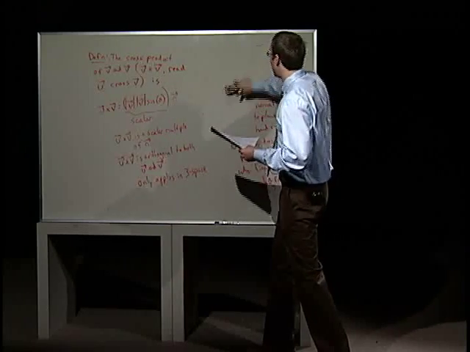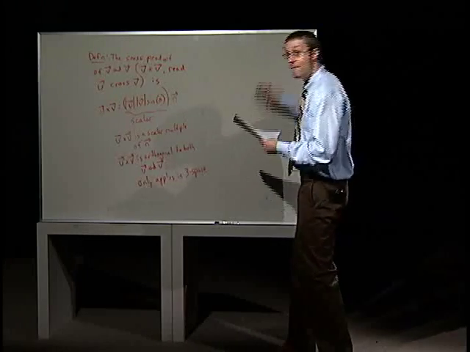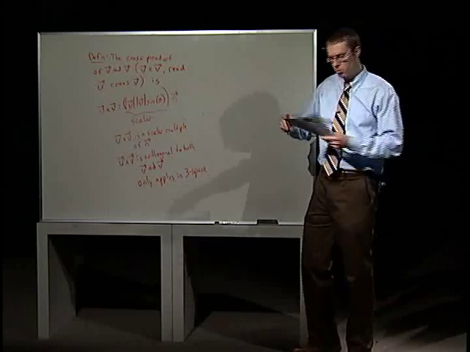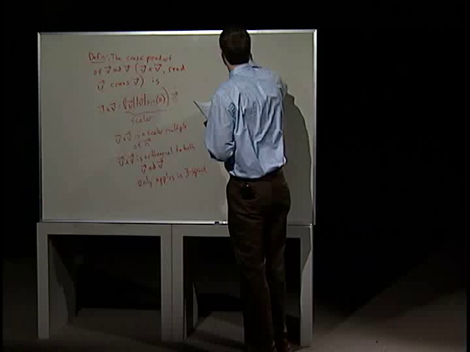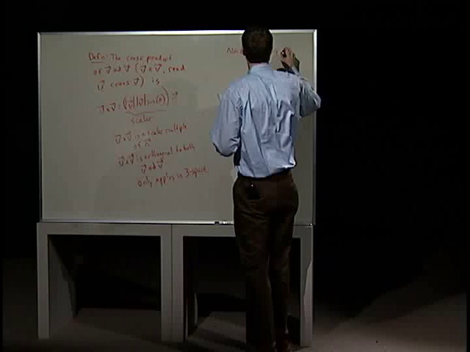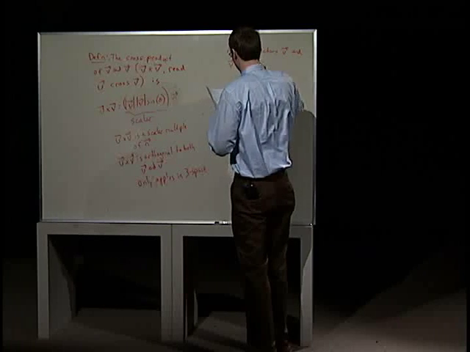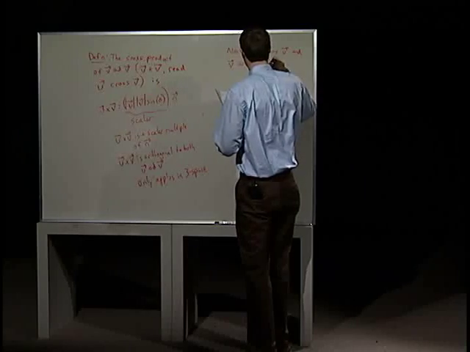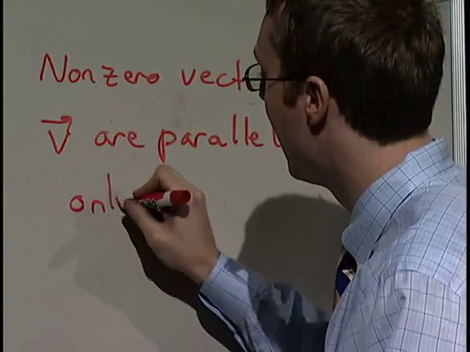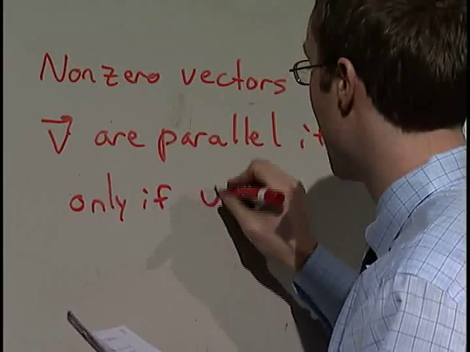So we solve it with a dot product. Two vectors were orthogonal if and only if their dot product was 0. Well, a similar definition exists for the cross product. So here, non-zero vectors u and v are parallel if and only if the cross product is 0.